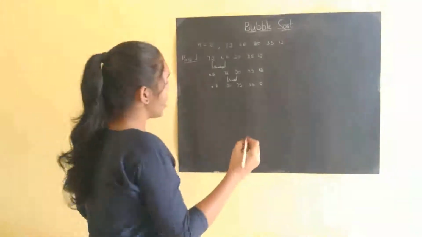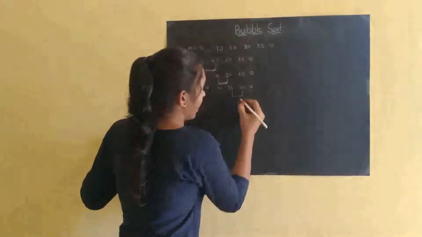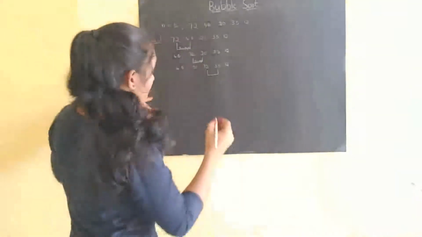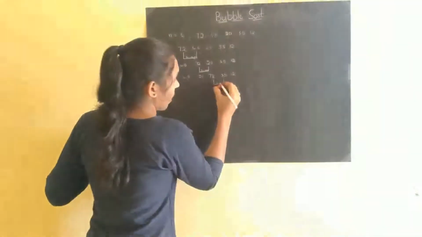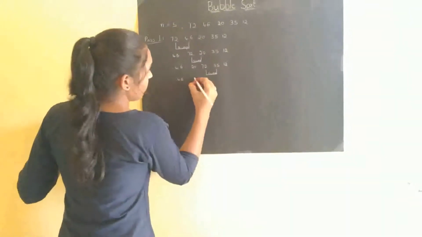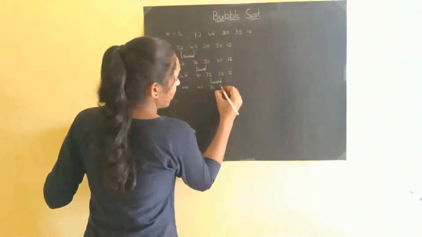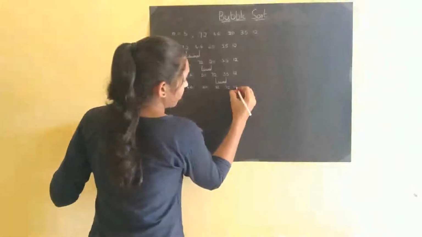In the same way, next we are comparing 72 with 35. Here 72 is greater than 35, so we are swapping. And we get the result 46, 20, 35, 72, 12.